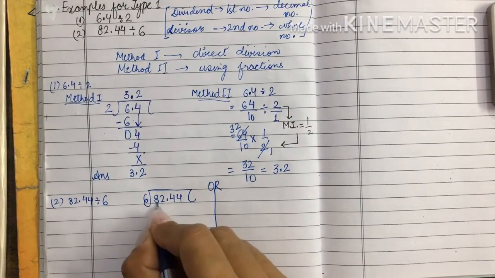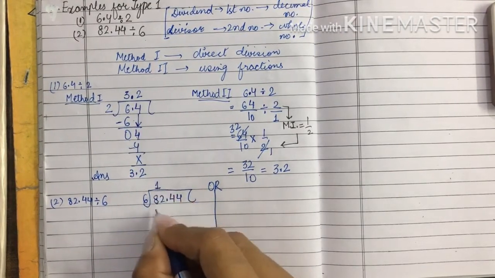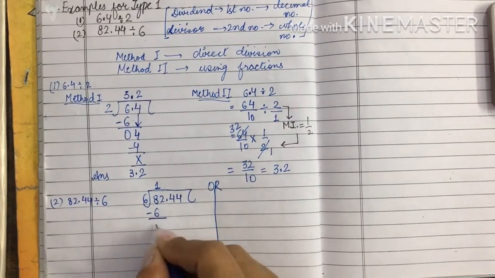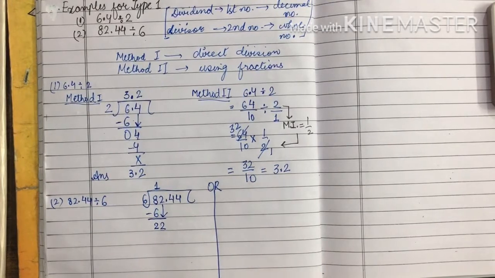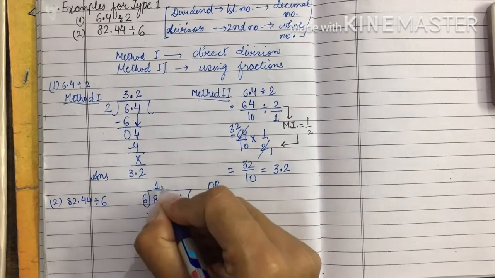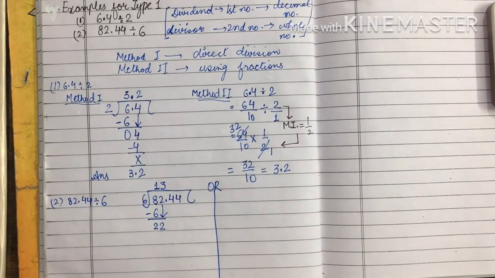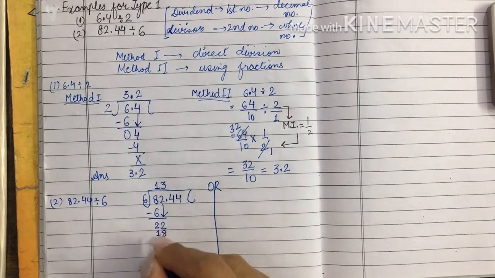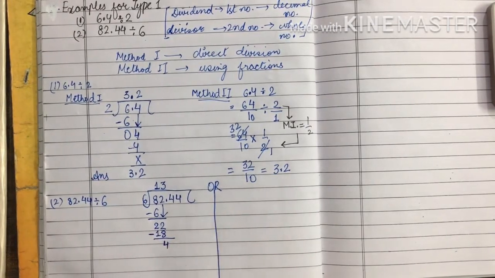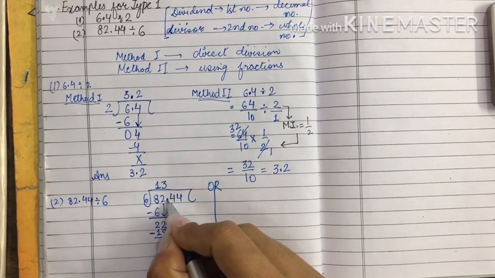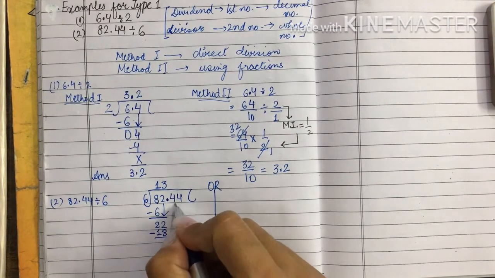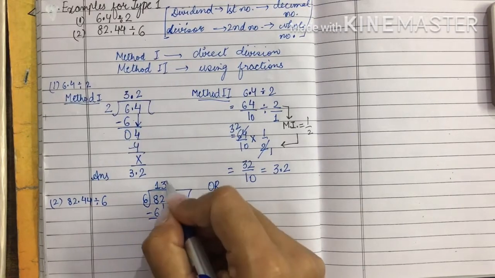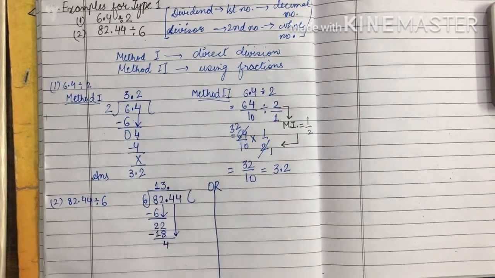Starting with the first digit, 8. So this will be 6 ones are 6. Subtracting, we are left with 2. Using this 2, I have 22 now. This will go at 3. 6 threes are 18. Subtracting, I am left with 4. 22 minus 18 is 4. Now, I have reached point. I'm crossing the point now. So when you cross the point, this digit goes down. The point goes up in the quotient.